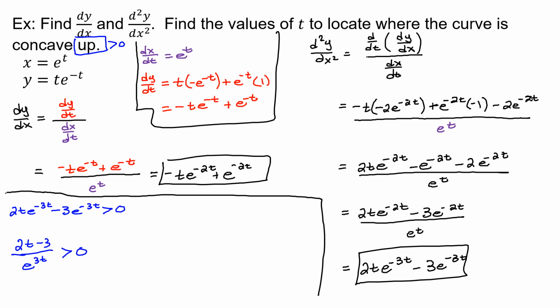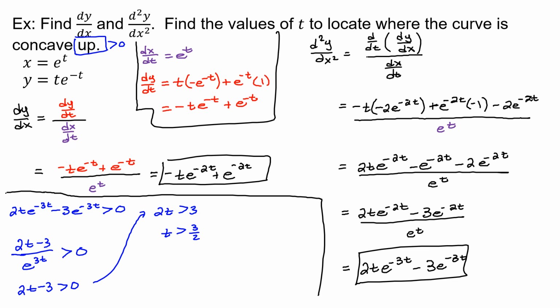For this fraction to be greater than 0, e to the 3t is always going to be greater than 0. It's an exponential function that's always positive, no matter what value t you plug into it. So the bottom doesn't even matter. It's really, where is 2t minus 3 greater than 0? And so that would be where 2t is greater than 3, or where t is greater than 3 halves.